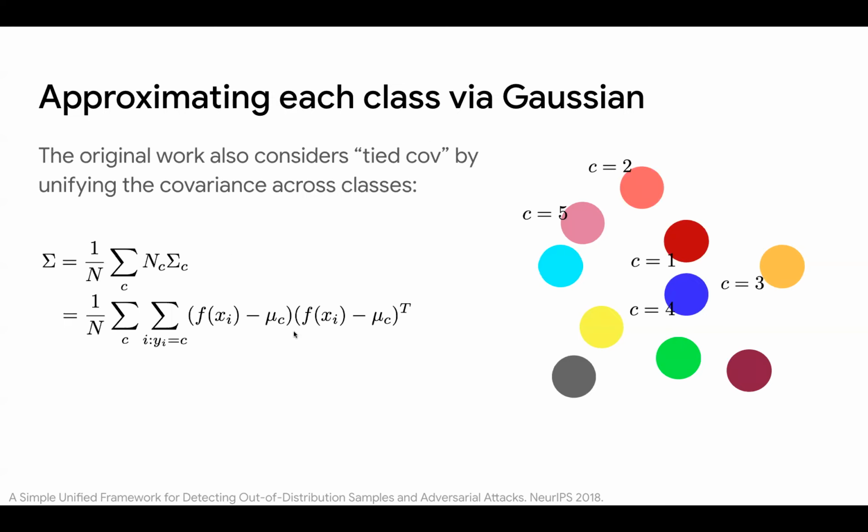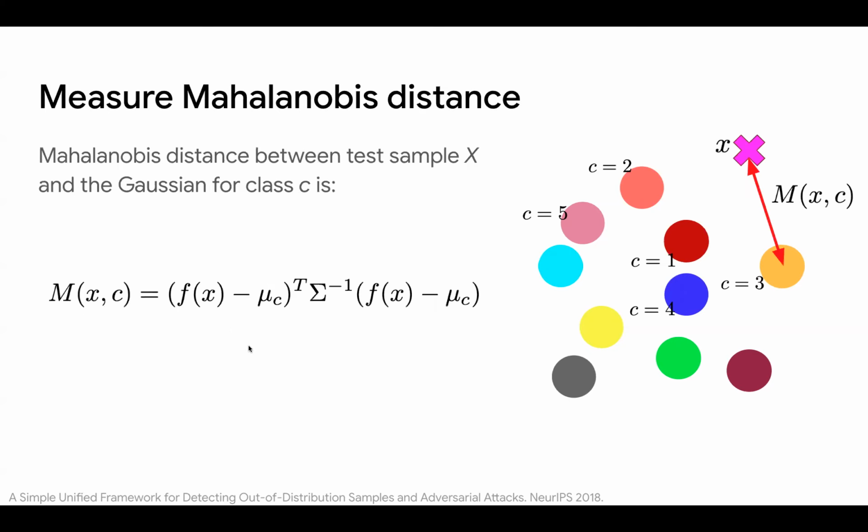You can also tie the covariance matrix. That's what they actually do in this paper, I guess, to simplify computations. So you can just take the average of all the covariance matrices. But this is kind of a weighted average because every class has different samples. So it's proportional to the number of samples in each class. And yeah, that's your covariance matrix in general.